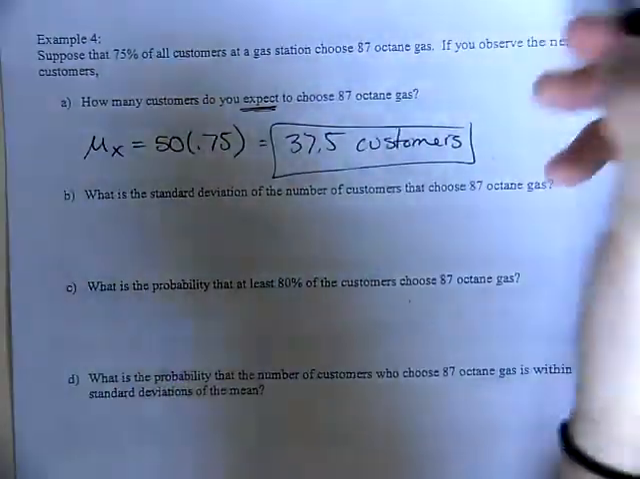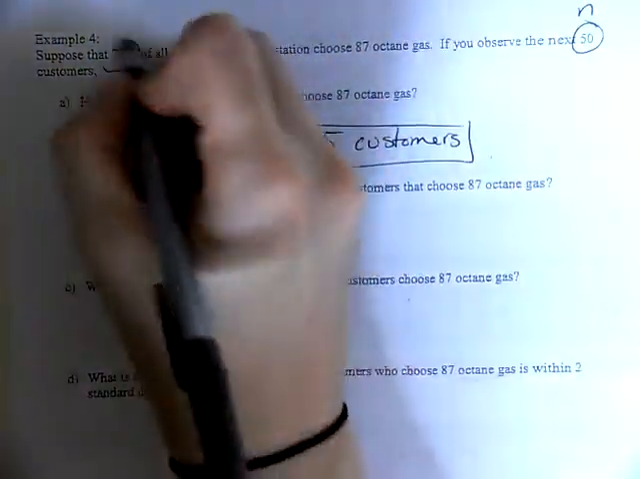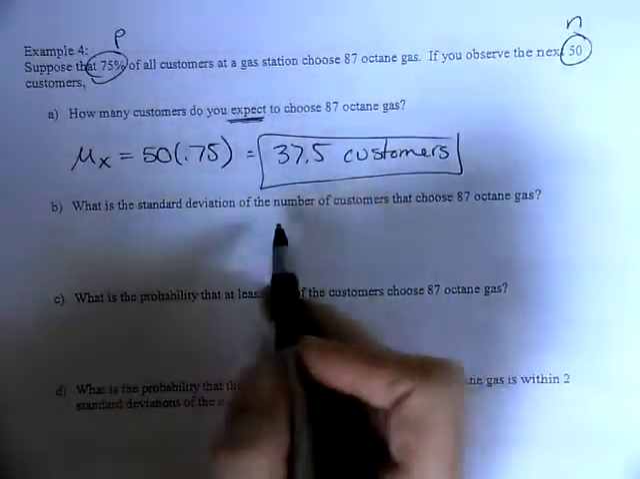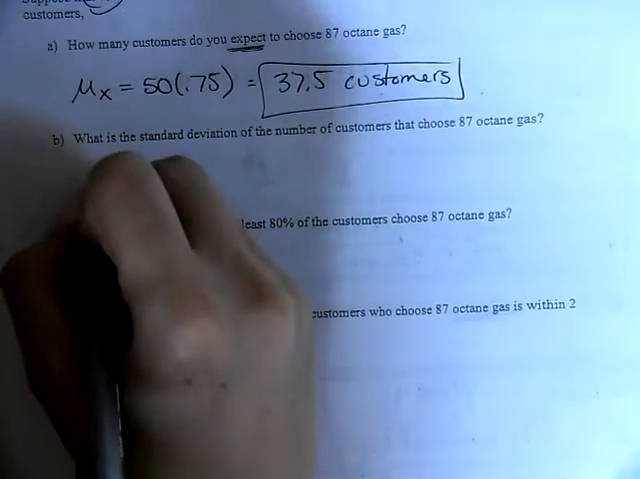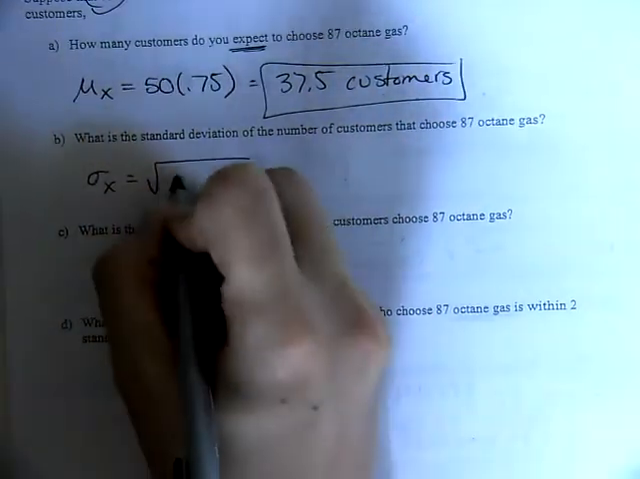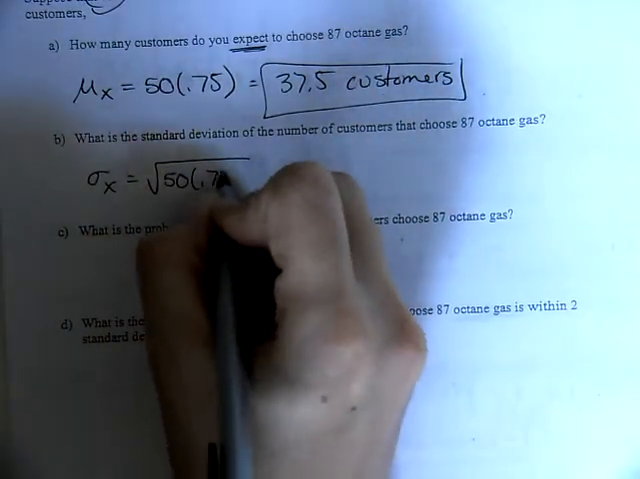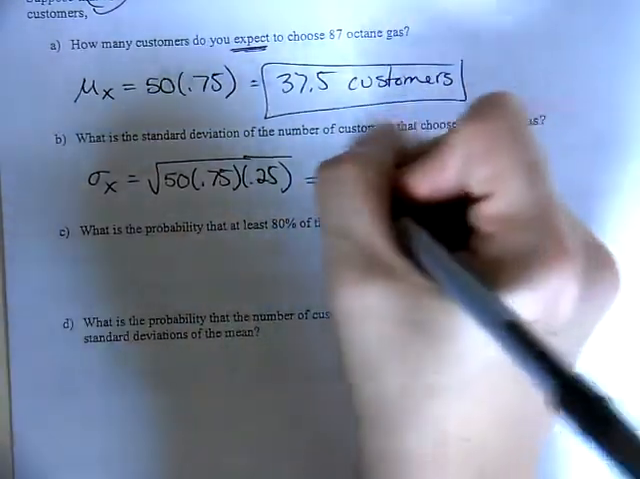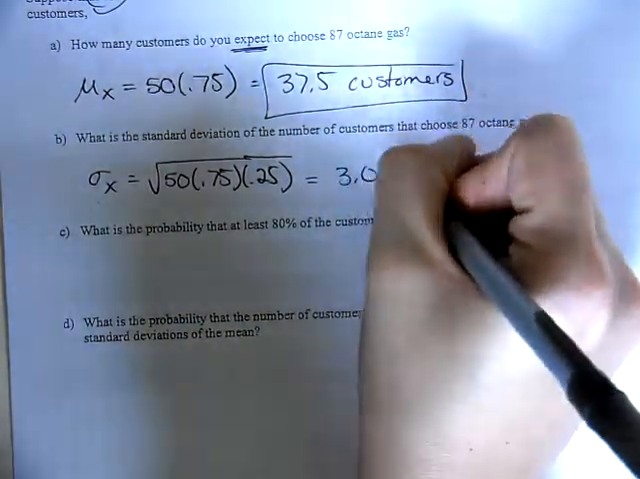And you know this is binomial. Again, 50 is your n. This is your p-value. What's the standard deviation? So sigma x would equal the square root of 50 times 0.75 times 0.25, and you get 3.062.